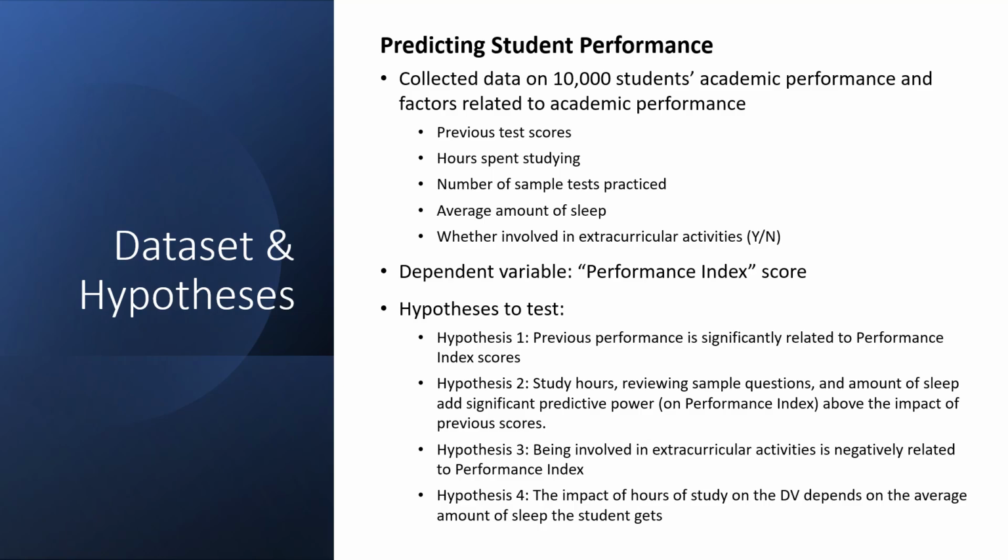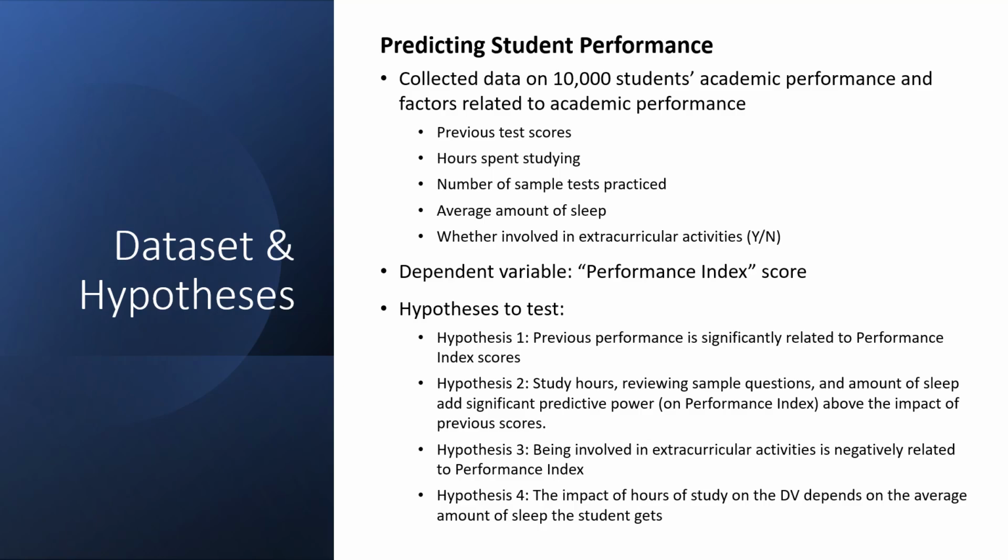My first hypothesis is that previous performance on tests is going to be significantly related to their performance index scores. That is, how well they performed in the past is going to be a good predictor of how well they'll perform in the future. My second hypothesis is that characteristics like study hours, number of hours spent studying, whether they practice sample questions, and how much sleep they're getting, add significant predictive power on top of the previous score that I mentioned in hypothesis 1.